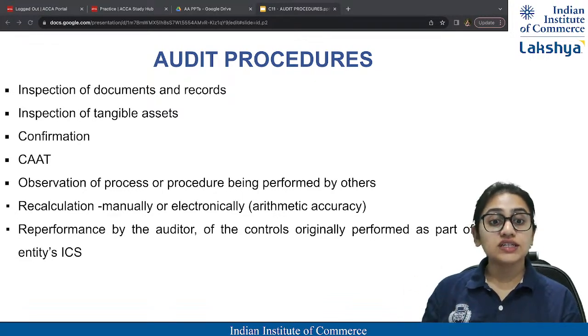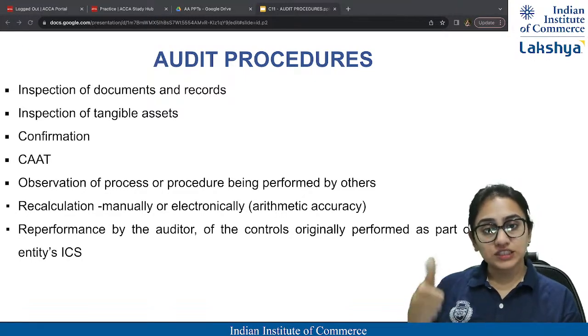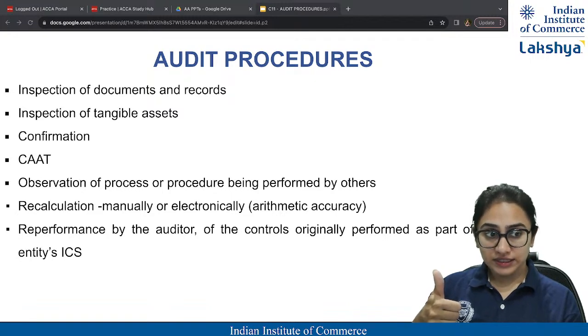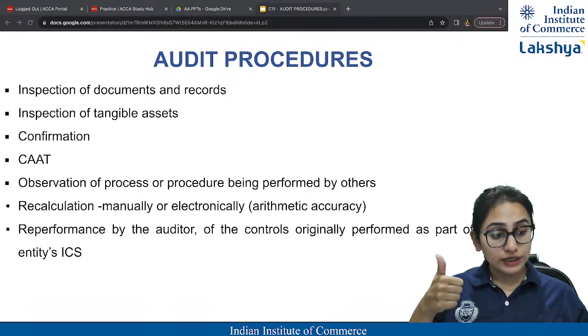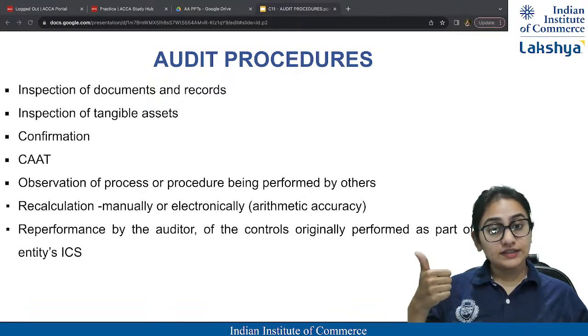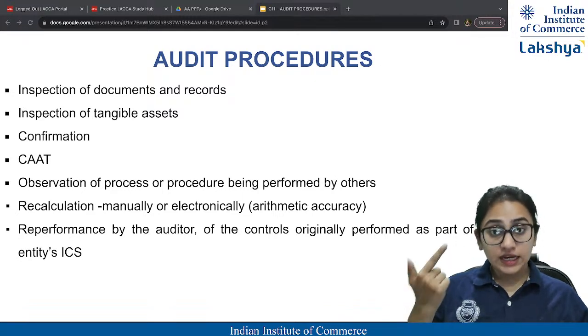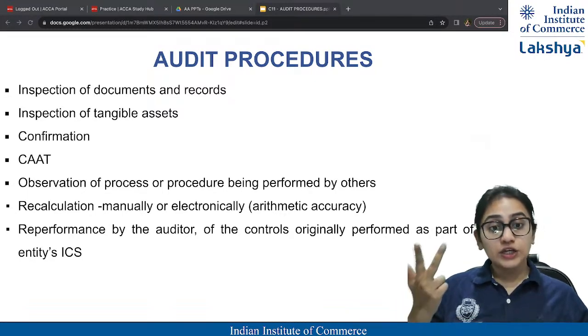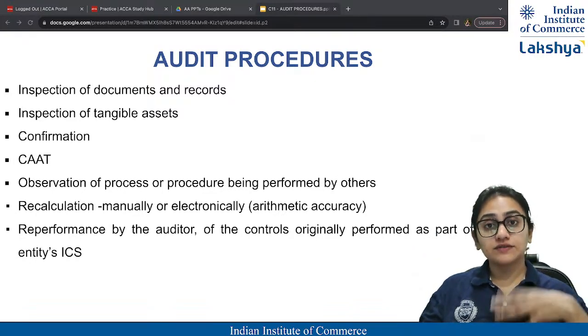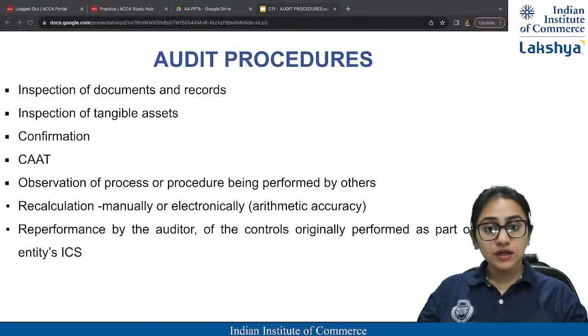These are the general, standard substantive procedures. You have to inspect documents and records, for to have an idea of reliability, inspection of tangible assets, confirmations from third parties, confirmations from the management. You have to conduct CAAT, computer assisted auditing techniques, to solve the question faster. Observation of process or procedure being performed by others.